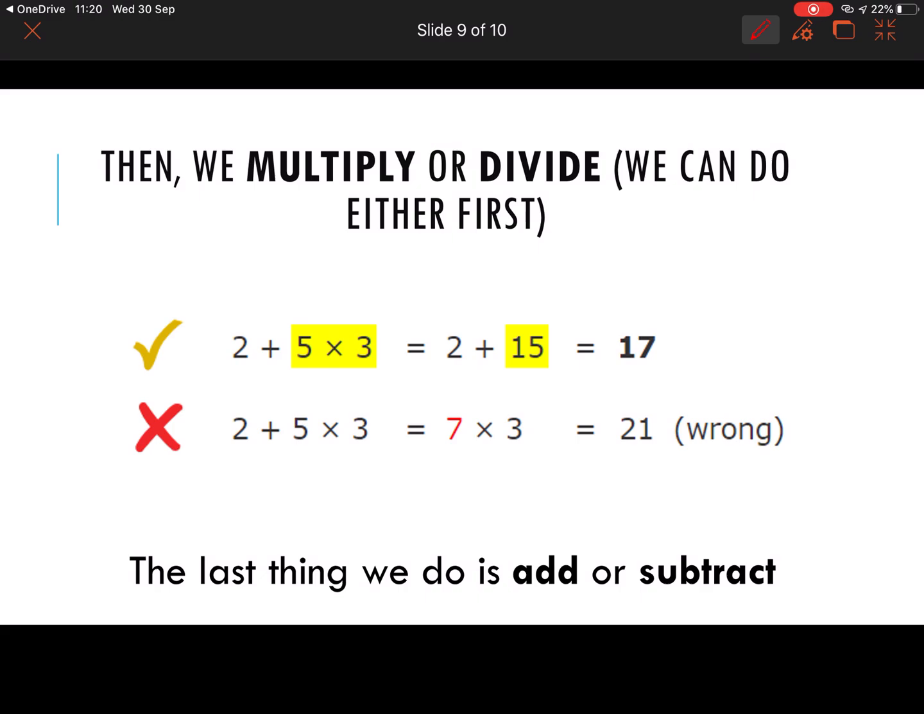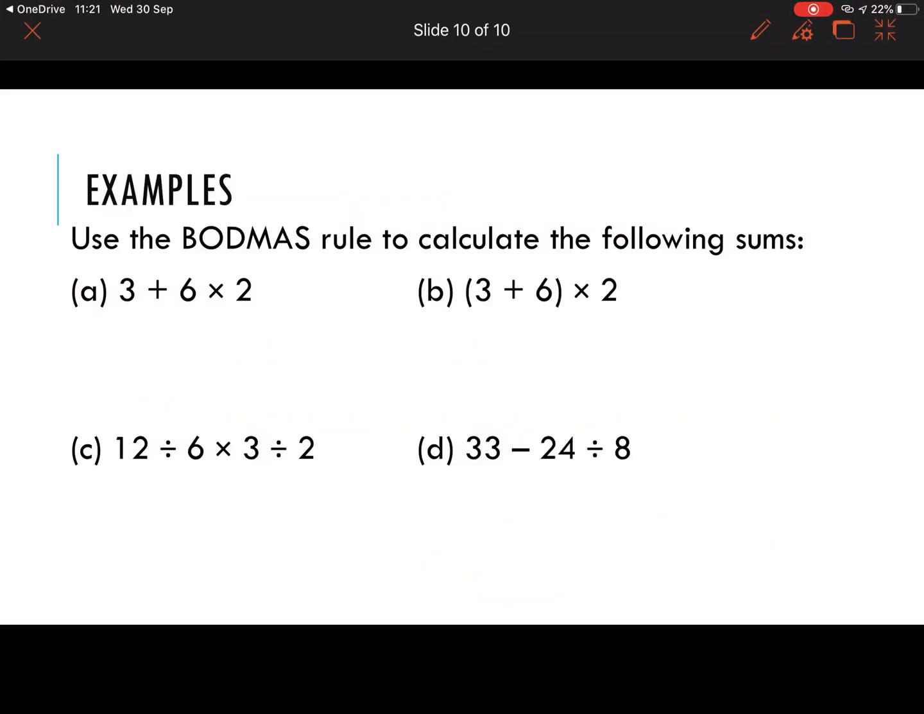So when you see this sum, multiplying and dividing come before adding in BODMAS. So we would multiply these first, then we add the 2 to give us the correct answer. Adding the 2 first would give us a wrong answer. And the last thing we do is add or subtract. So let's have a look at some examples of this.